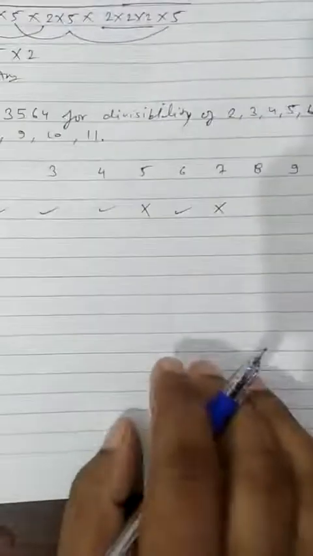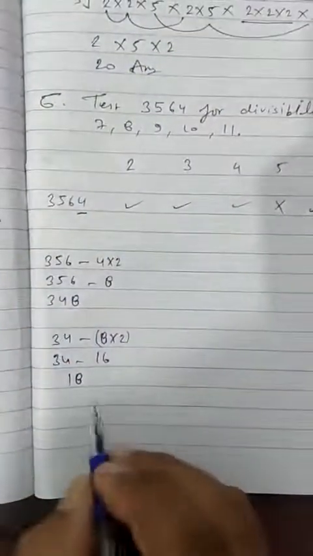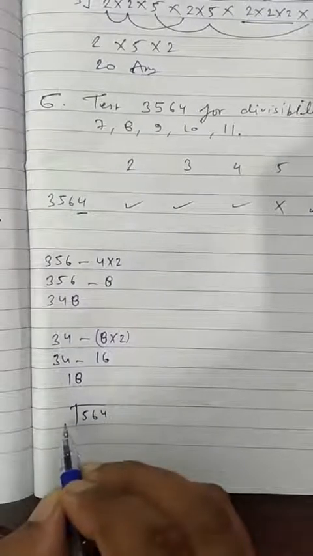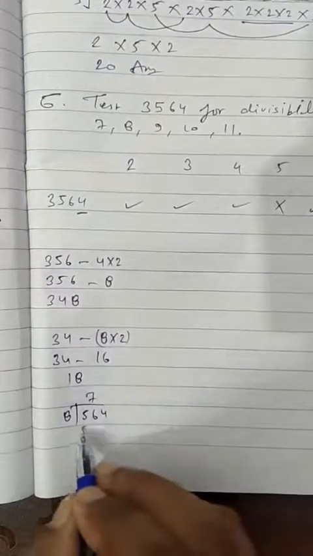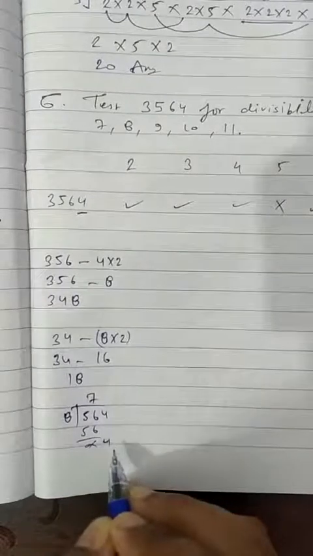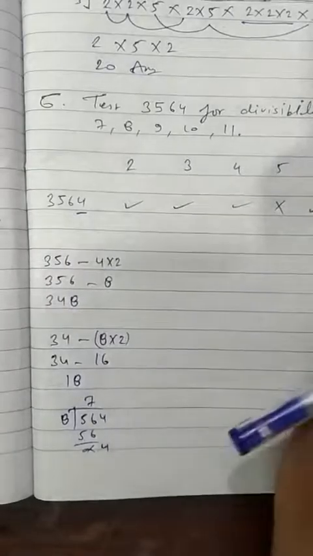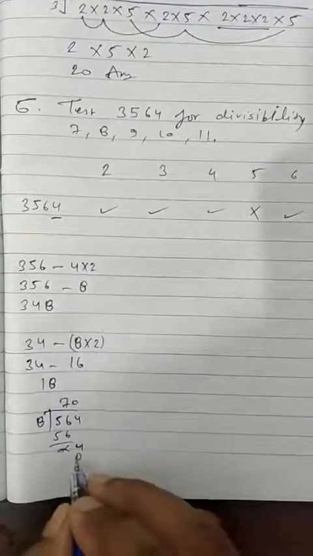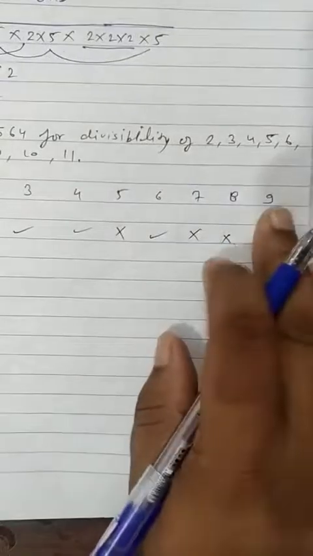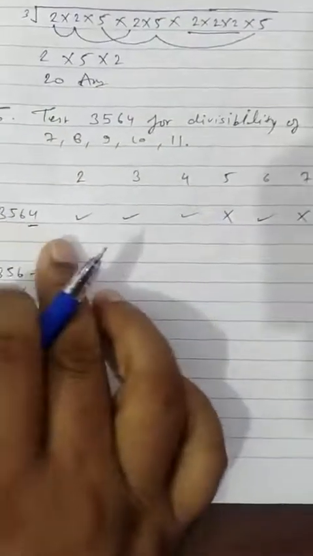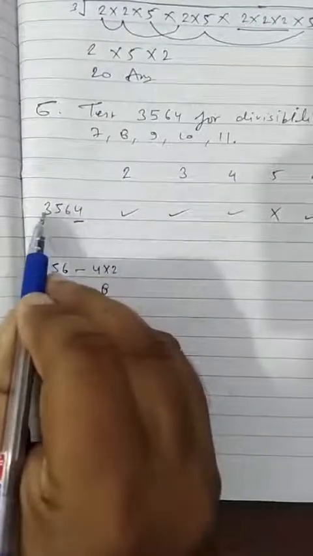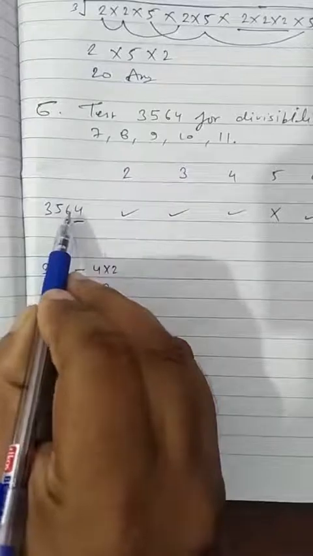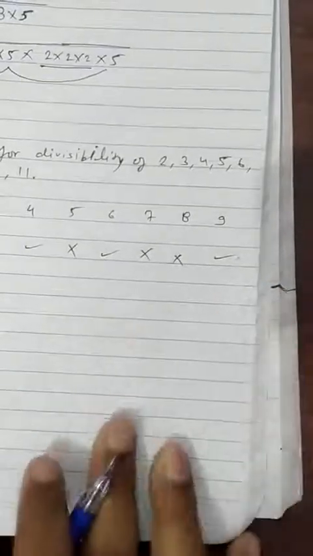We will cross here. Now divisibility of 8 says to take the last 3 digits, 564, and divide it by 8. 8 times 7 is 56. 4 is not divisible, it is a remainder, so here we will put a cross. The divisibility rule of 9 says that the sum of the digits must be divisible by 9. 3 plus 5 is 8, 8 plus 6 is 14, 14 plus 4 is 18. 18 is divisible by 9 also, so here we will mark a tick.